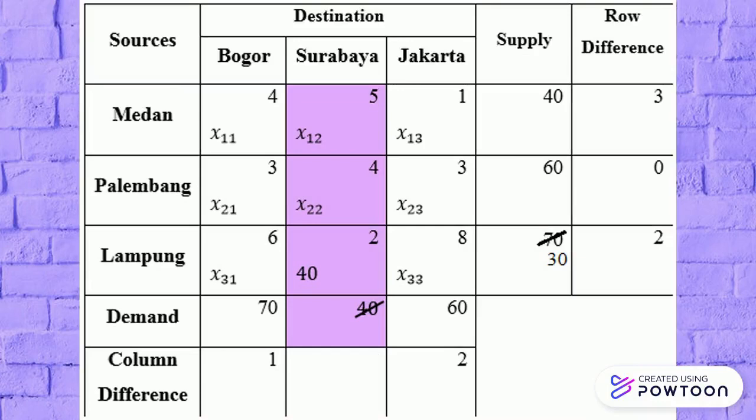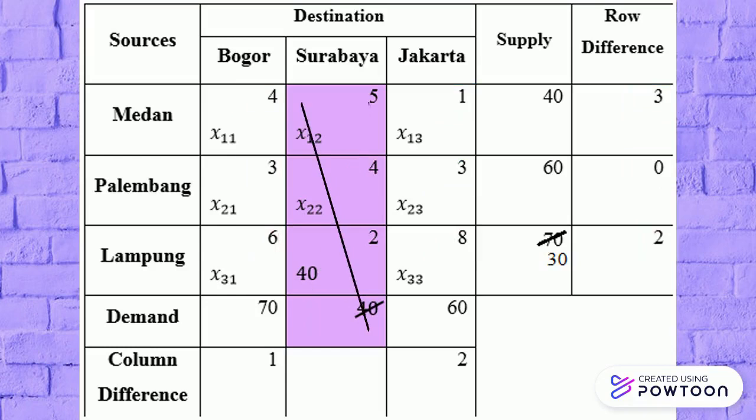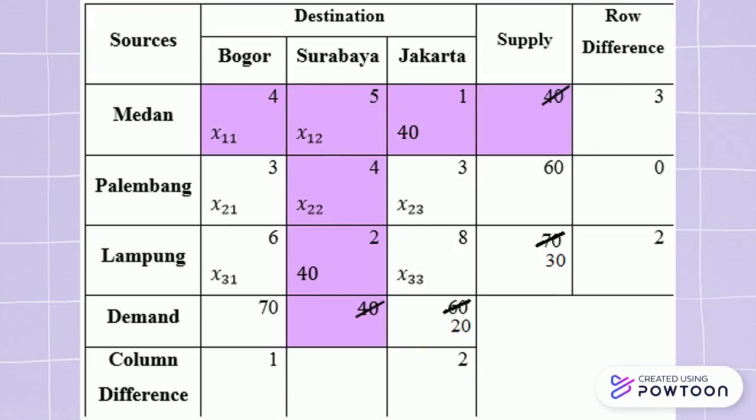Now we calculate the difference in each row and column again, but we don't use the elements in the second column since the demand in the second column has been fulfilled. We can see that the biggest difference comes from the first row, equal to 3. Now let's look at the first row. The smallest transportation cost in this row is equal to 1. So we distribute the supply to the demand as much as possible. It's equal to 40. So the demand left is equal to 20.